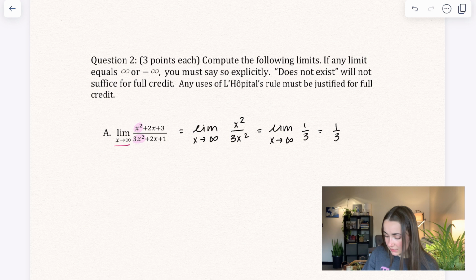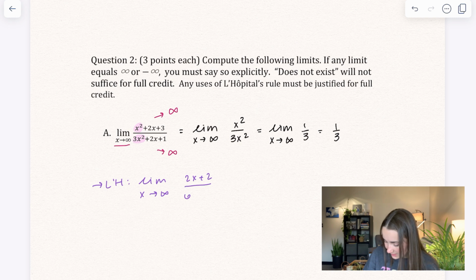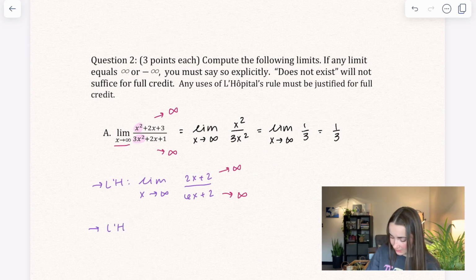Another way that you can do it is, of course, using L'Hopital's. This is obviously going to go to infinity divided by infinity, which is an indeterminate form. So here I can apply L'Hopital's, and I'm going to take the derivative of the numerator and the denominator, right? So I get 2x plus 2 divided by 6x plus 2. If I apply direct substitution again, I get infinity divided by infinity, which tells us this is indeterminate form, and we can once again apply L'Hopital's.